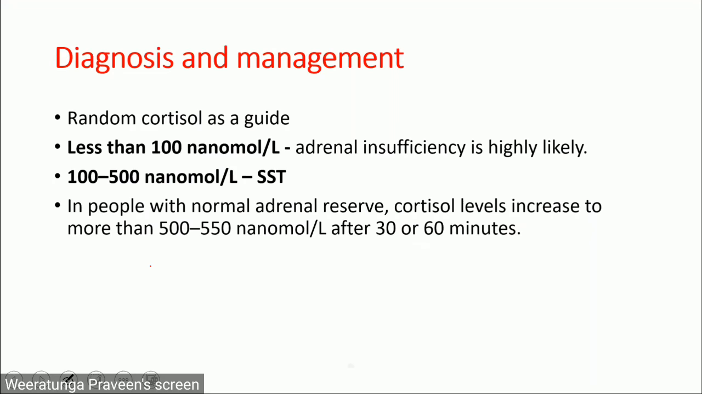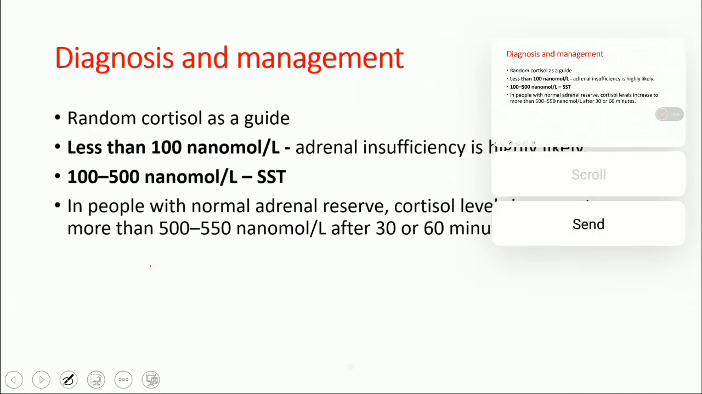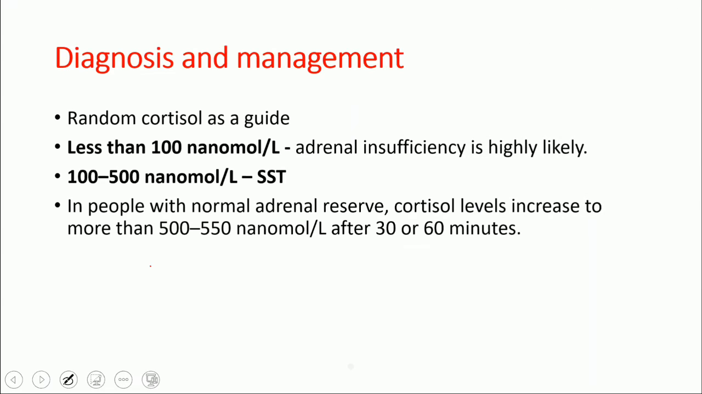So currently we know that if the random cortisol is more than 500, at any time, you can exclude adrenal insufficiency. If it's less than 100 nanomoles per liter, adrenal insufficiency is highly likely. But if your random cortisol is between 100 to 500, we recommend that you do a stimulatory challenge, and this is with the short synacthen test.